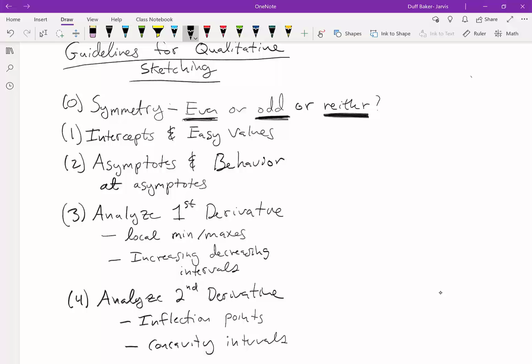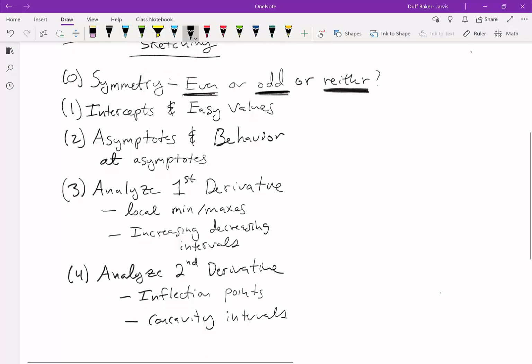So I put this as number 0 because it's sort of an optional thing. Just if you happen to notice that the function's even or odd, it can save you a little work, or just help you verify at the end: if I reflect my graph over the y-axis, is it actually the same? So it's a good thing to notice, but if you go through all the work, you'll end up getting an accurate picture anyway.